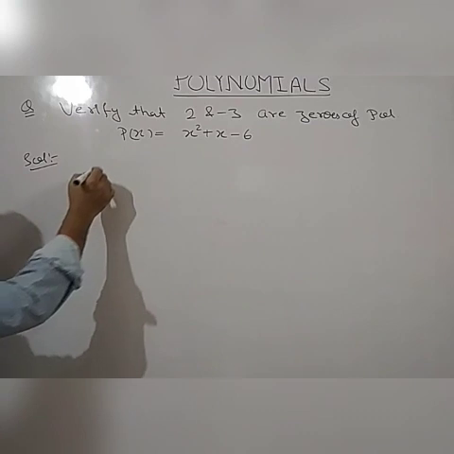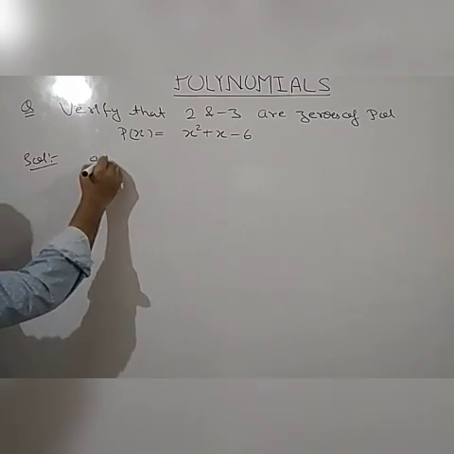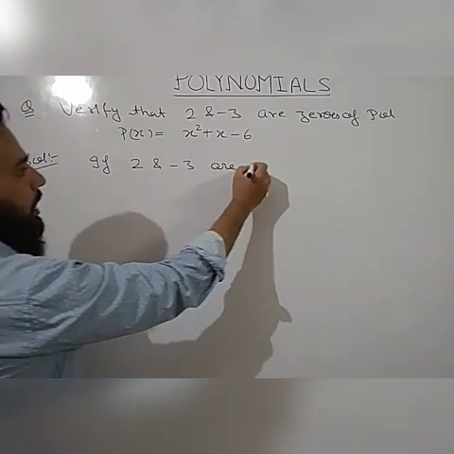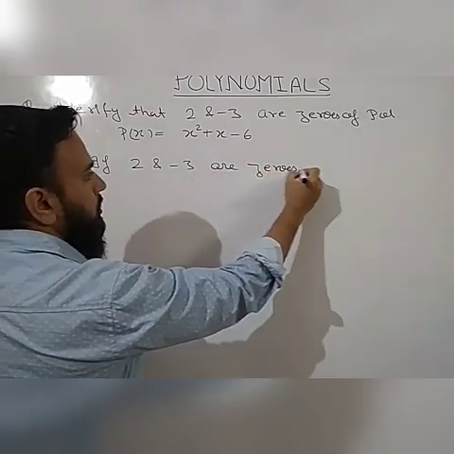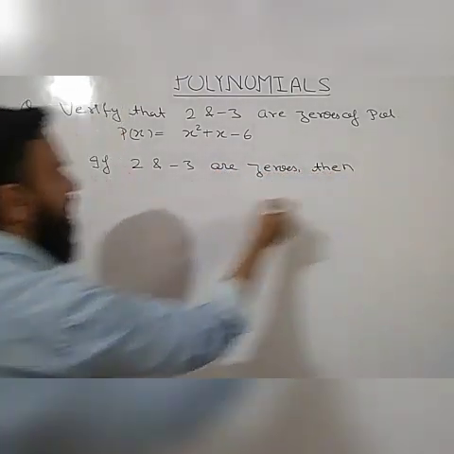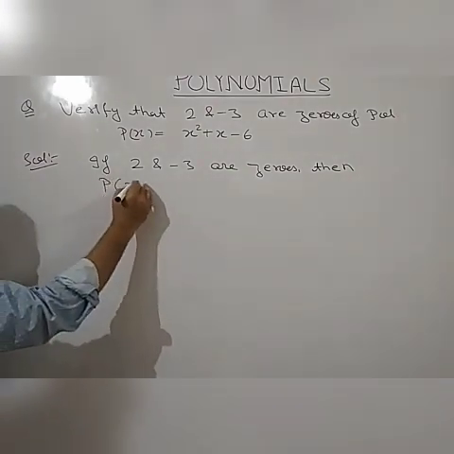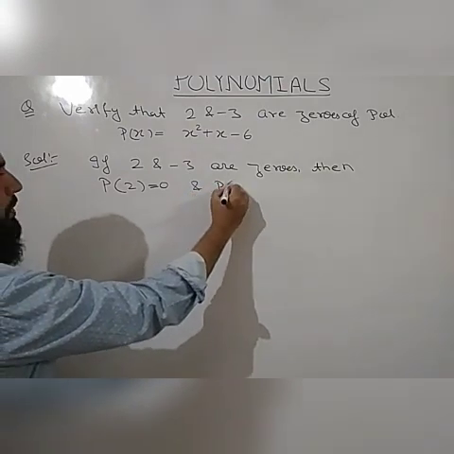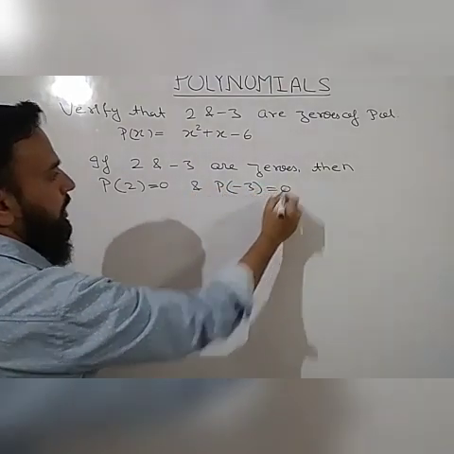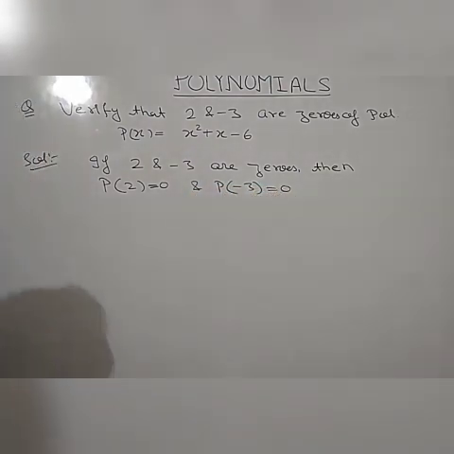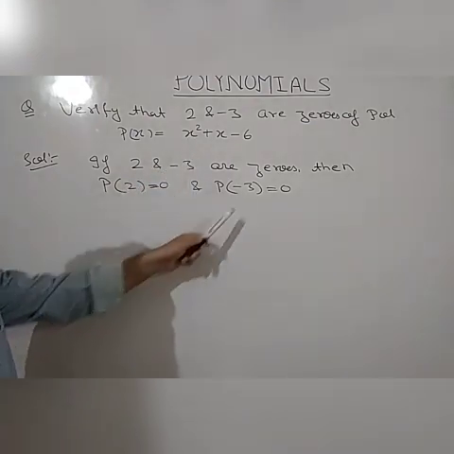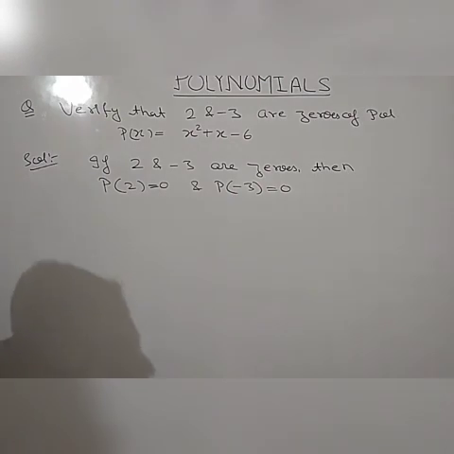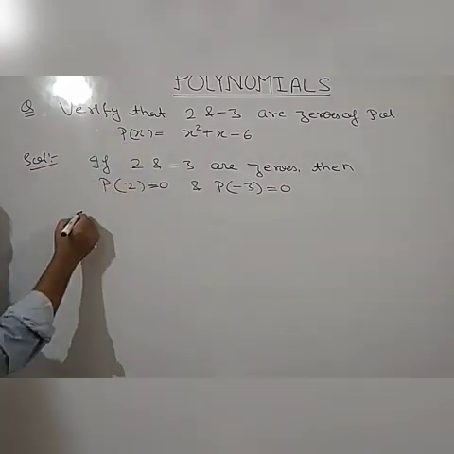So what will we write? If 2 and minus 3 are zeros, then p of 2 should be equal to 0 and p of minus 3 should be equal to 0. Means by putting 2 in this polynomial and by putting minus 3 in this polynomial, both the values should be 0. So let us verify with p of 2.